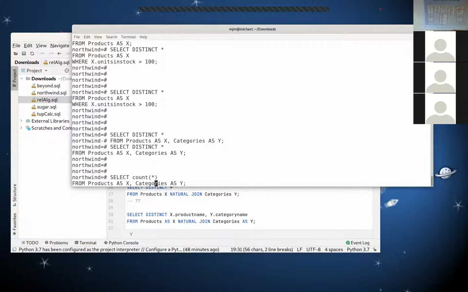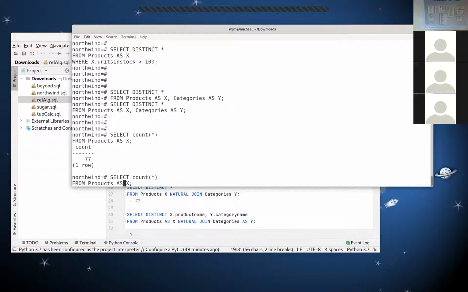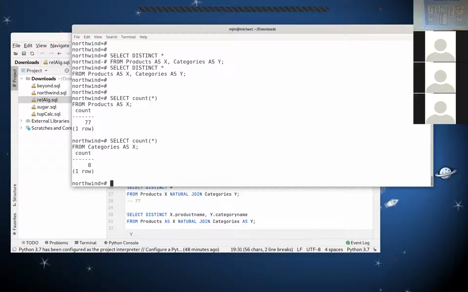Right, because we had no idea how to do counts. If I count the number of products, I got 77, and if I count the number of categories, I think it's 8 rather. I'm sorry. Yeah, and that's 616. So that just shows that the full Cartesian product is being calculated. All right, so let's continue on.